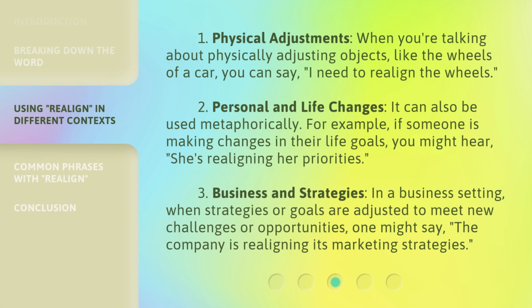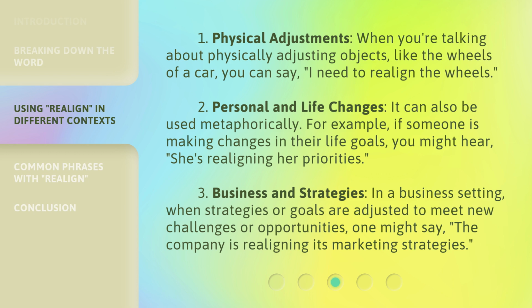1. Physical adjustments. When you're talking about physically adjusting objects, like the wheels of a car, you can say, I need to realign the wheels. 2. Personal and life changes. It can also be used metaphorically. For example, if someone is making changes in their life goals, you might hear, she's realigning her priorities.